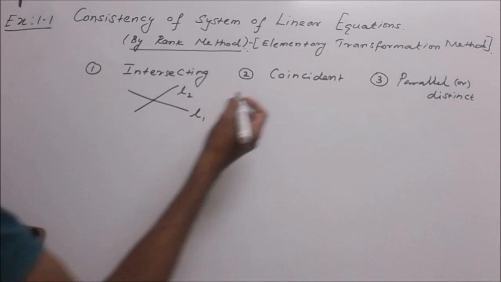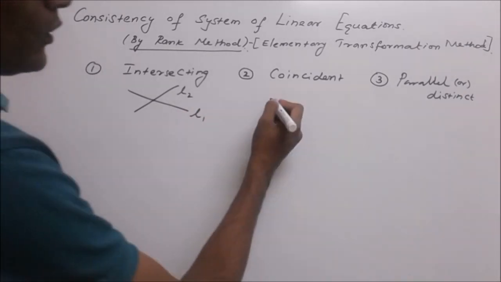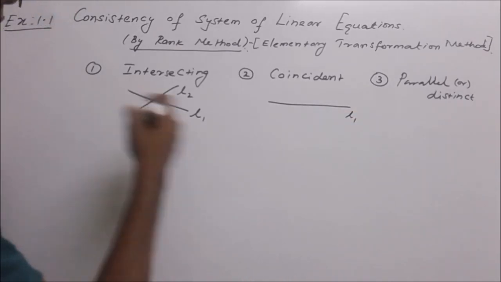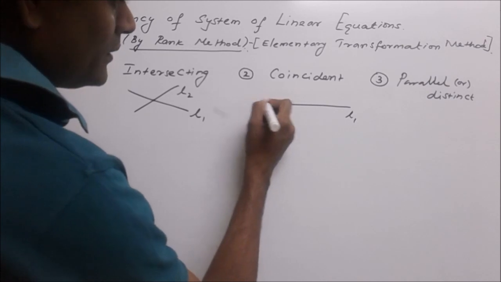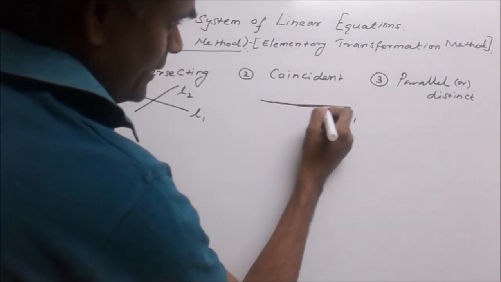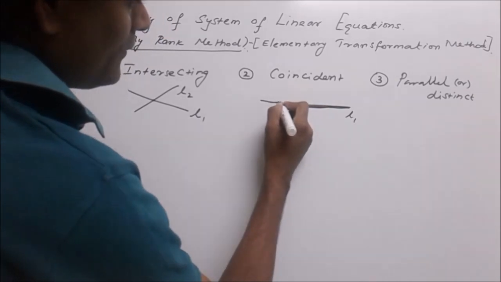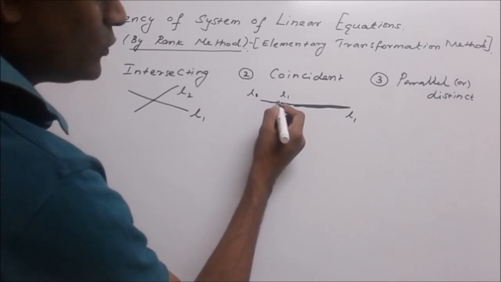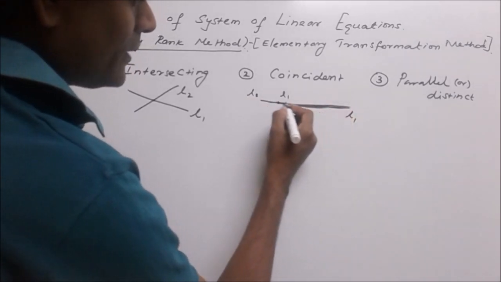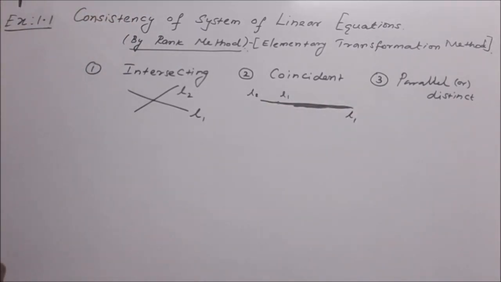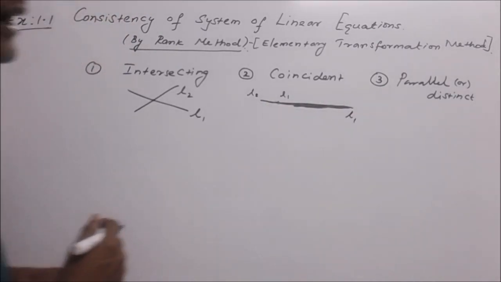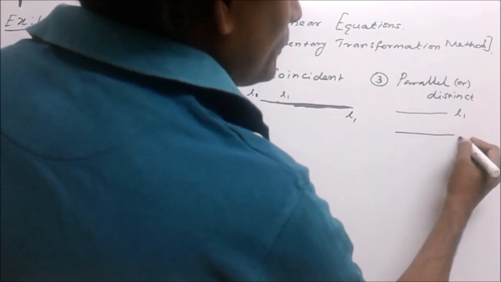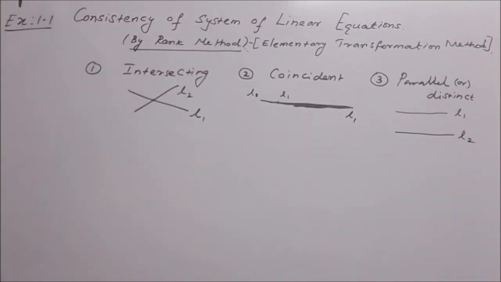Here, the coincident line. Suppose two lines, one forms on the other. This is line 1 and the second line forms on this first line. These types of lines are coincident lines. If the first line starts from here, this is L1, and the second line starts from here, L2, both coincide from here. These lines are known as coincident lines. And the third one, parallel or distinct. They are parallel, L1 and L2. They are known as parallel or distinct lines.